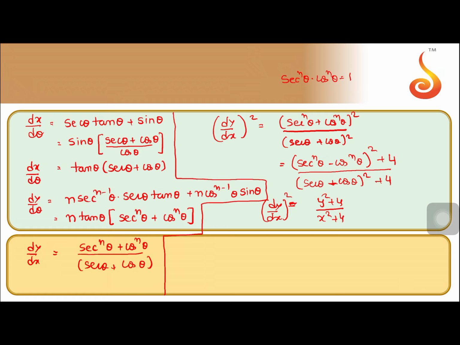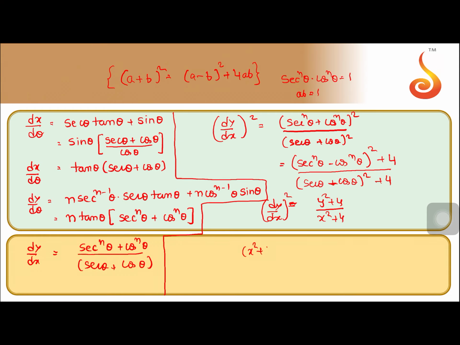A plus b whole square is written in the form of a minus b whole square plus 4ab. But here ab equal to 1. Similarly, secant theta minus cos theta whole square will give you secant square theta plus cos square theta minus 2 secant theta cos theta, which is minus 2. Minus 2 plus 4 is plus 2. Same thing we did. I'll write it here also. A plus b whole square is equal to a minus b whole square plus 4ab. That is the concept used here.